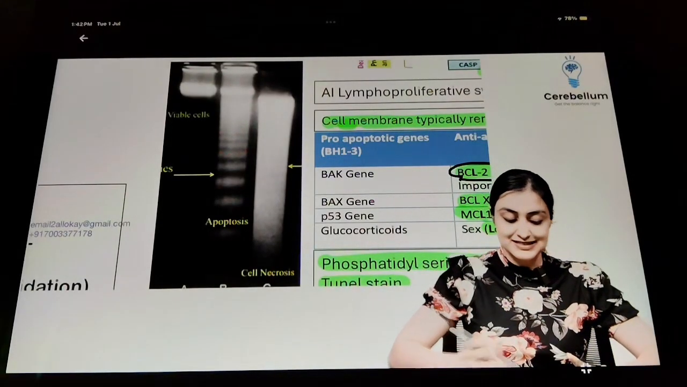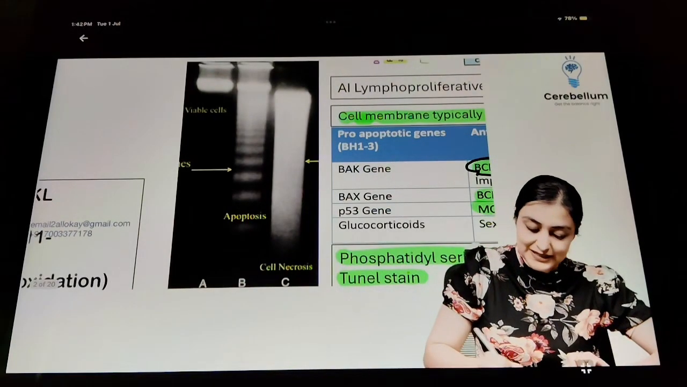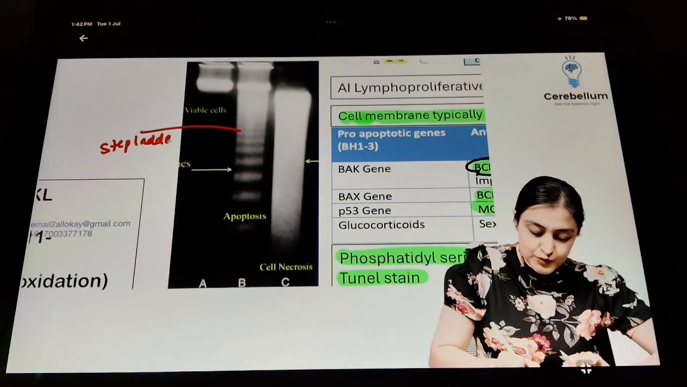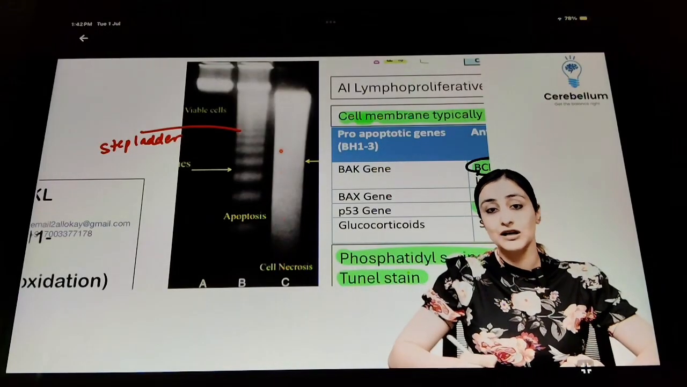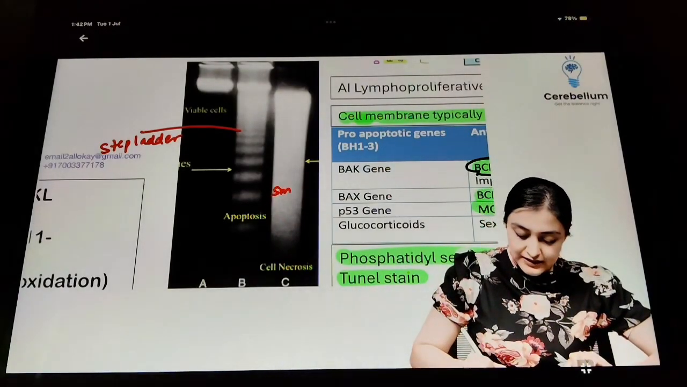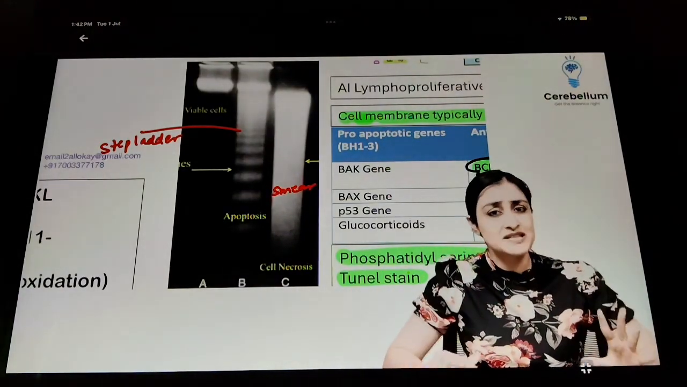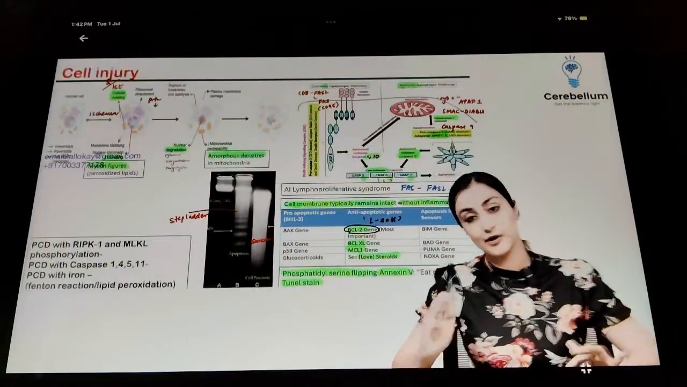Whenever you see this step ladder sort of pattern, this is the hallmark of apoptosis. Whereas if you see a smearing pattern, it indicates that the chromatin has degraded into multiple products. That smear pattern is for necrosis. They're not specific, but for exam purposes, we will remember it this way.